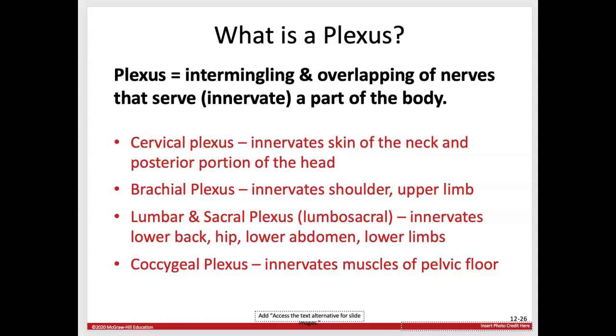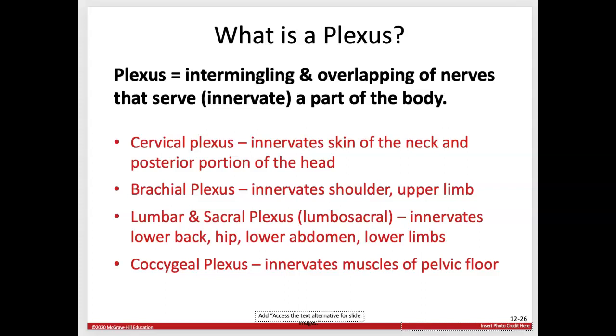The next portion down, and we're going to have some pictures coming up on this stuff, the brachial plexus innervates the shoulder and upper limb. And when you think about where the brachial region is, we think of brachial as that upper arm. So just remember the brachial plexus basically innervates. It's the spinal nerves coming off of the spinal cord, and it branches into the shoulder and down into the arm.